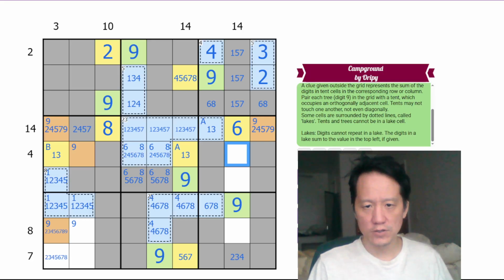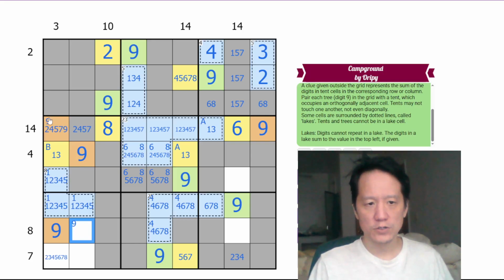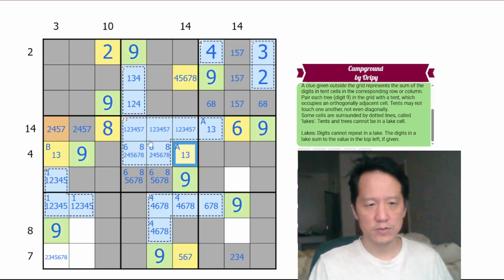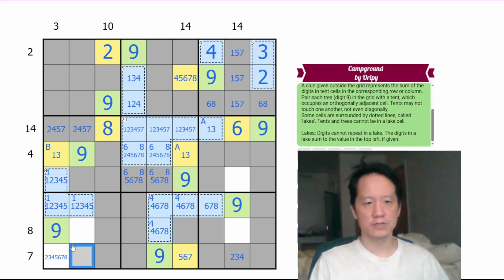So this is neither, which forces this to be 9. This makes that a 9, which makes that a 9. This can't be 9, so this must be a 9 now. So this can't be 9, and none of these can be 9. These are not orange, they are the trees. So we have all the trees now. This is neither, because it can't be a tent. This is neither, because it can't be a tent.